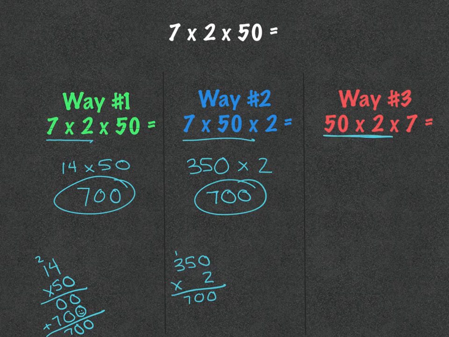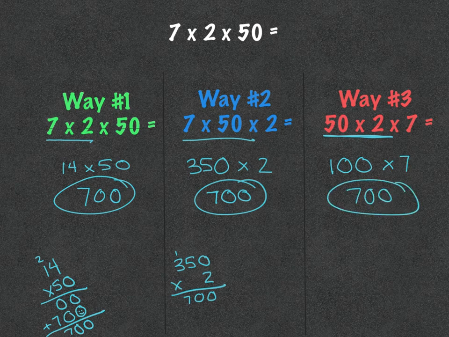This last one is going to be my easiest one to do mentally, because 50 times 2 is 100, and then 100 times 7 equals 700. So again, that way number 3 is going to be your easiest way. It doesn't always have to be the third way, it's just the way that I rearranged them. You want to make it easier on yourself, so rearrange the numbers so that you can get a mental math problem. This first way is the most effort, this one's probably medium effort, and this one's the least amount of written effort, and you can do it mentally.